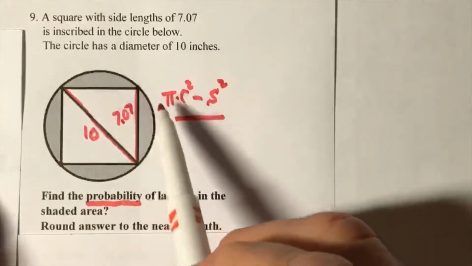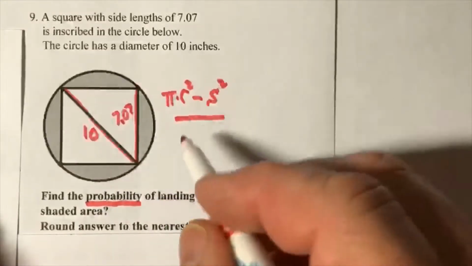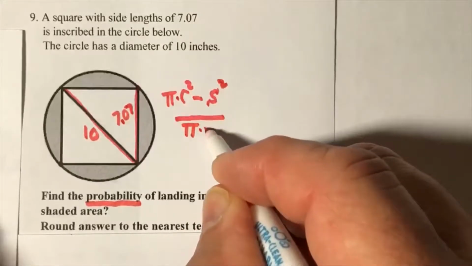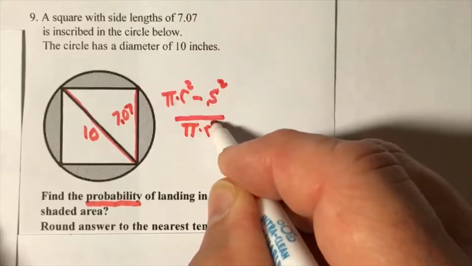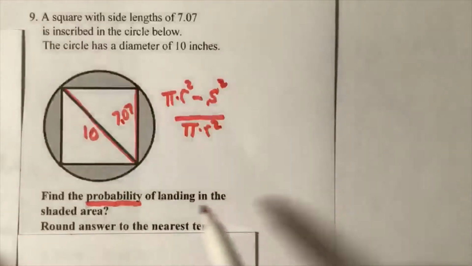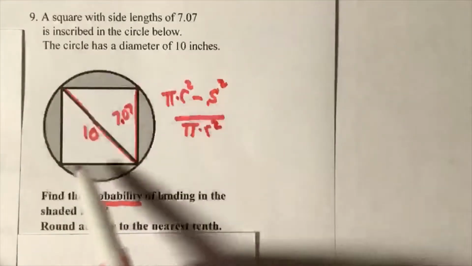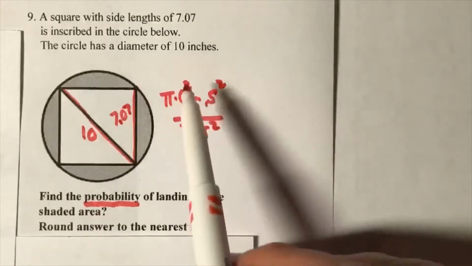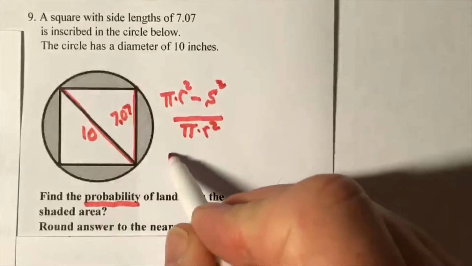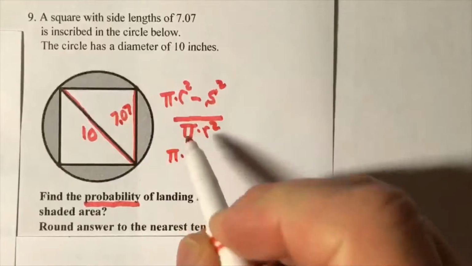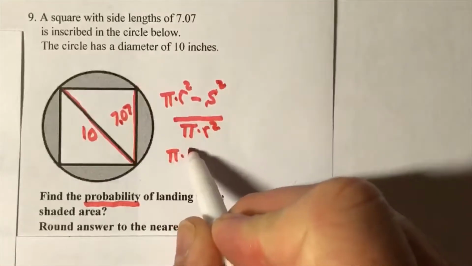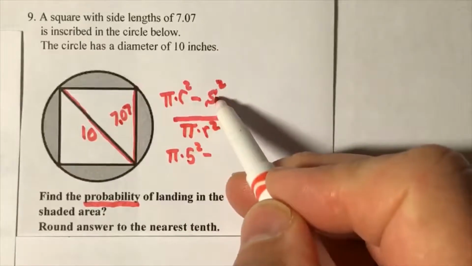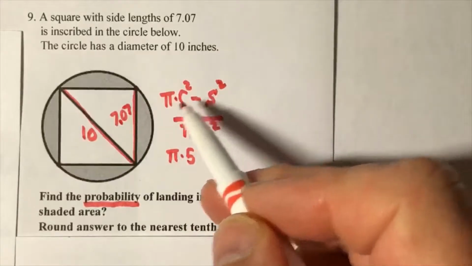Okay? But the probability of landing in it, I must divide by the circle. The entire area of that circle must be at the bottom of the fraction. Radius is half the diameter. So I'm going to put pi times 5 squared minus s, where s is one side of the square.